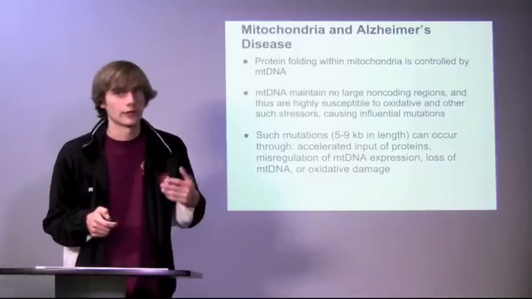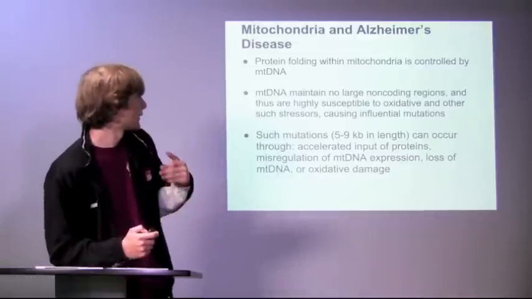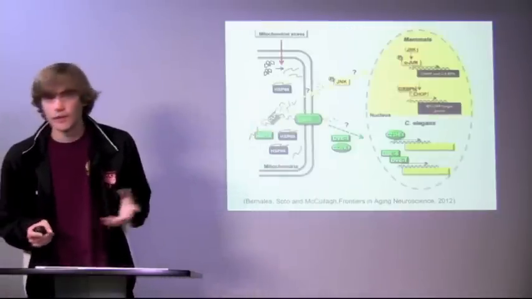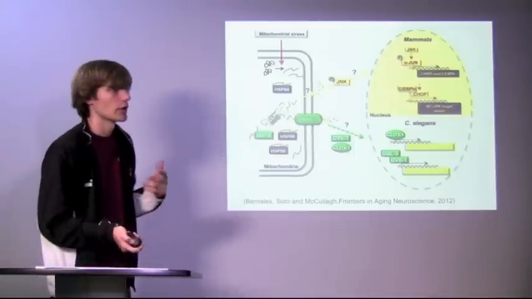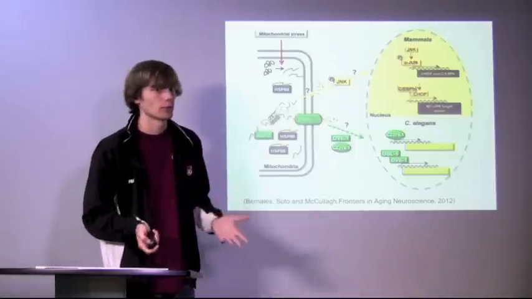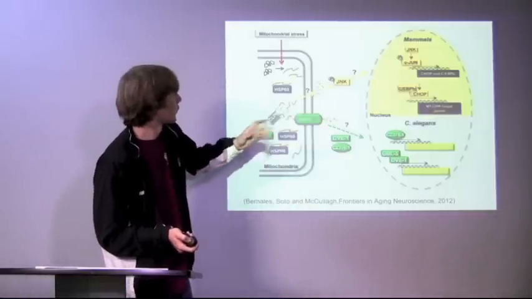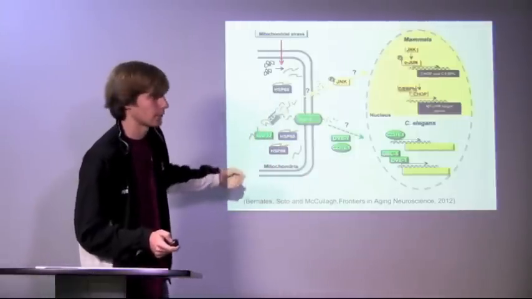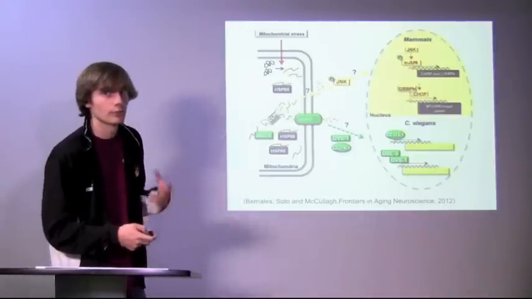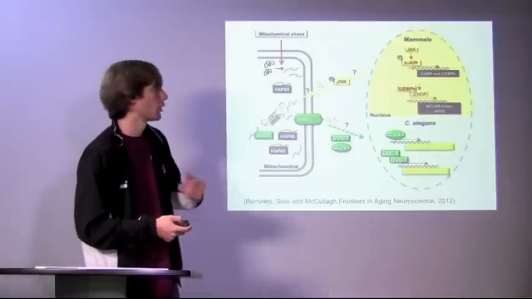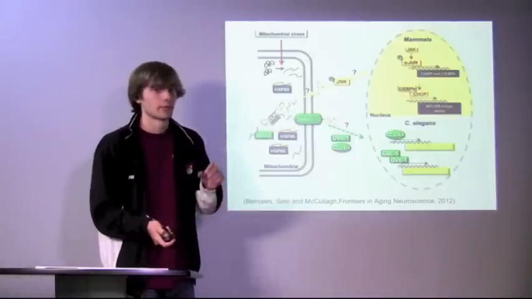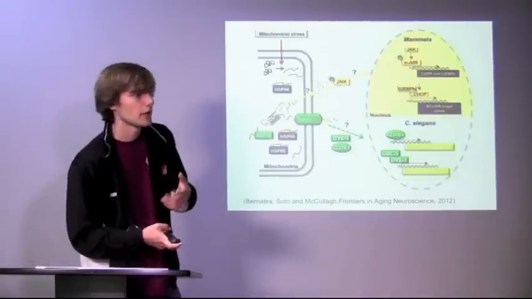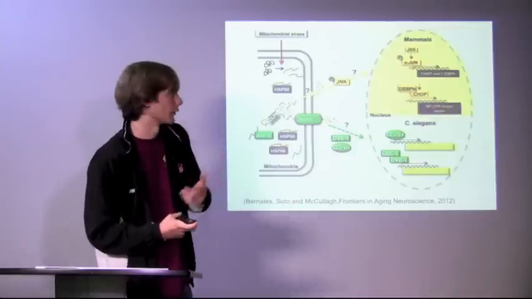Many times these mutations or these stresses can be caused by oxidative stresses, misregulation of the mtDNA, and accelerated input of proteins. Essentially what happens when mtDNA is misregulated or the mitochondria is unable to properly fold proteins is that the proteins will enter the mitochondria and be taken in by chaperone proteins such as HSP16 and HSP70. Such proteins will then work to fold the proteins in a way that the cell can use them and it will code properly within the cell. If this doesn't happen and the proteins are misfolded, the cell cannot properly use them and it will cause a lot of problems within the cell. And with Alzheimer's, this occurs mostly within the neurons of individuals.